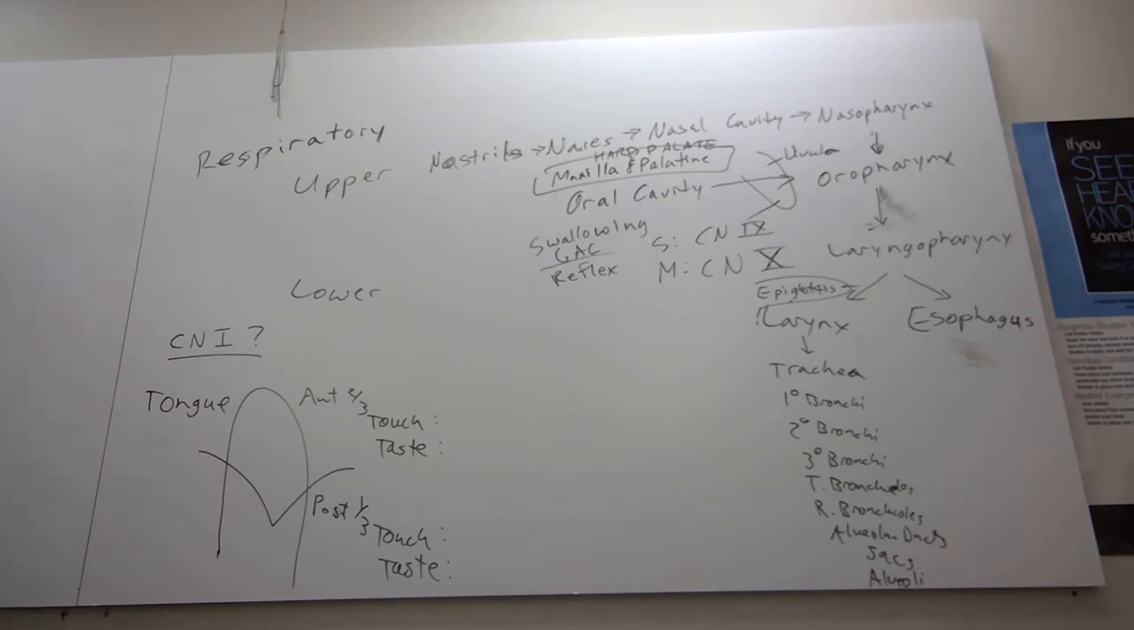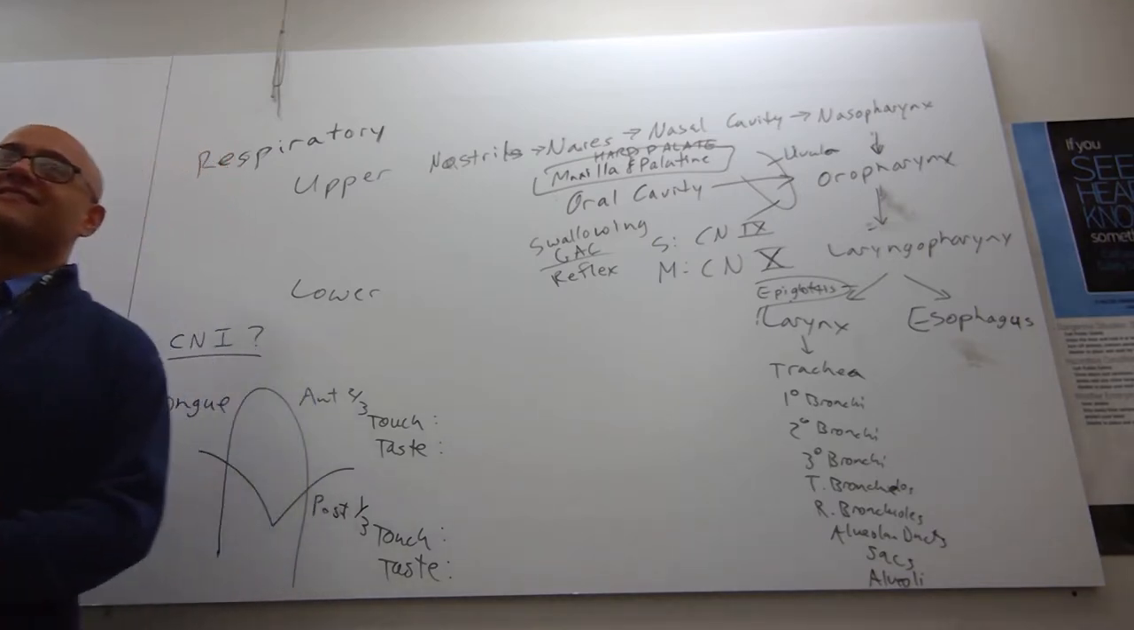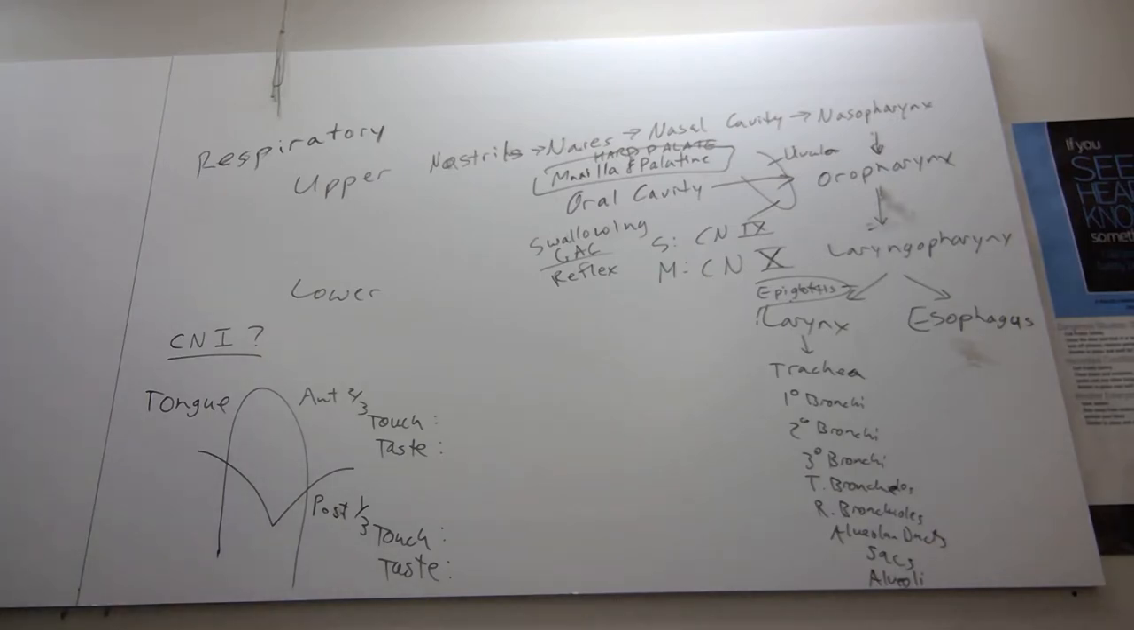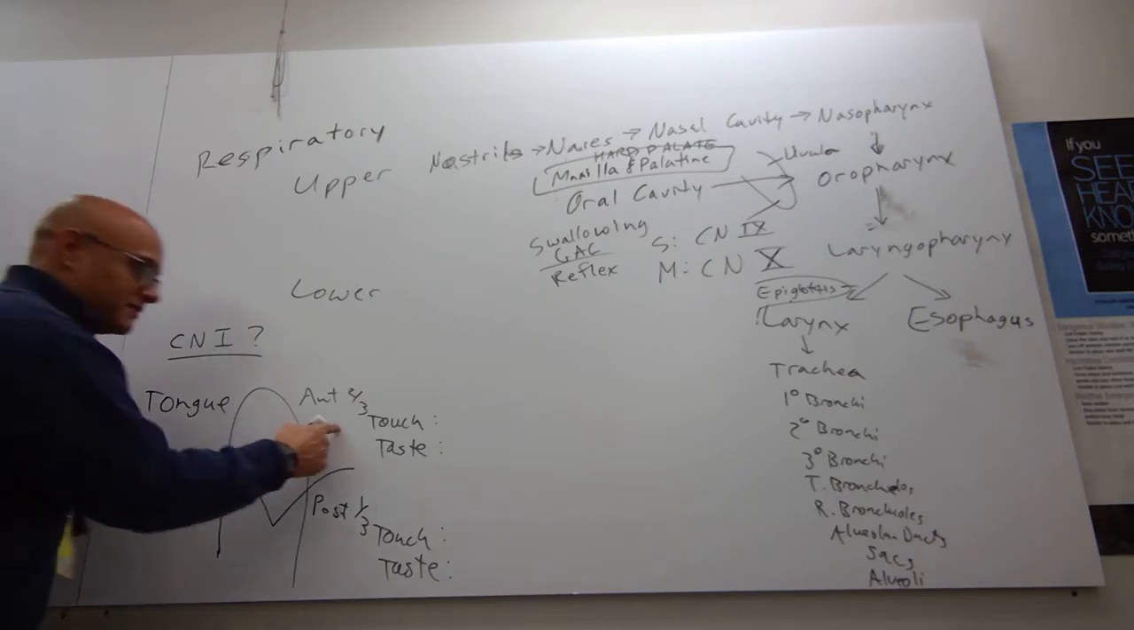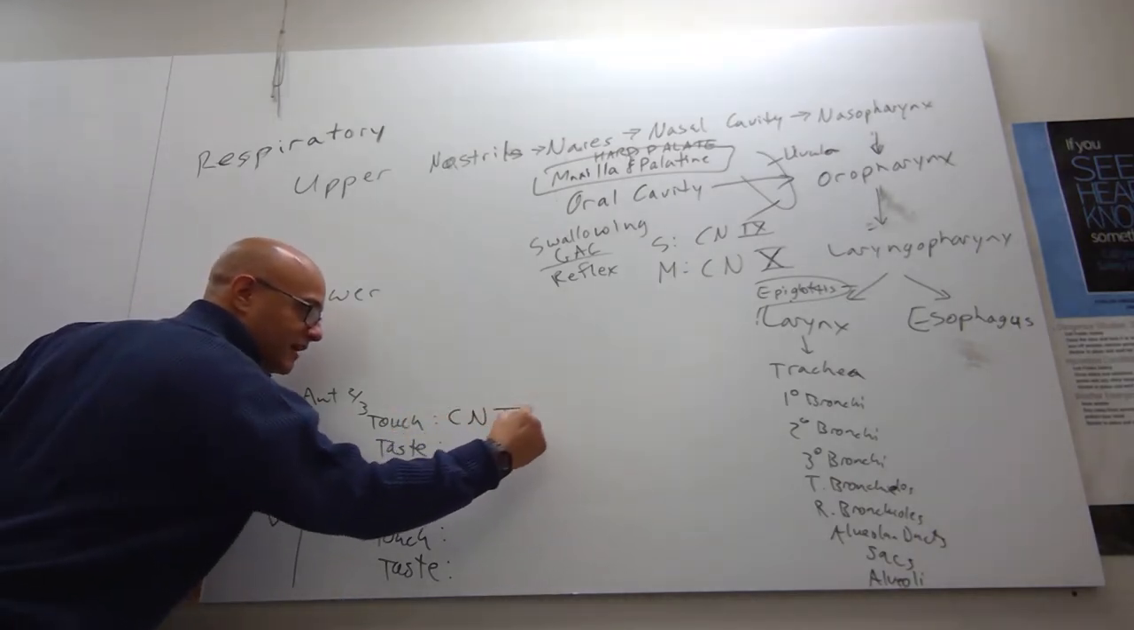This is something you should already know. Is it 9? Too far back. 7? Who does sensation in the face? 5. Sensation in the face is 7? No, 5. What's the name of 5? Trigeminal. What else does trigeminal do? Mastication, muscles of mastication. Oh, so we're talking about the trigeminal nerve? Yes. Does everybody understand that? Touch? 5.